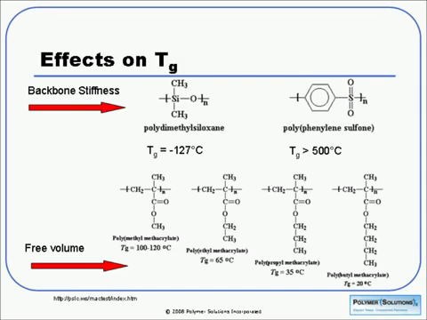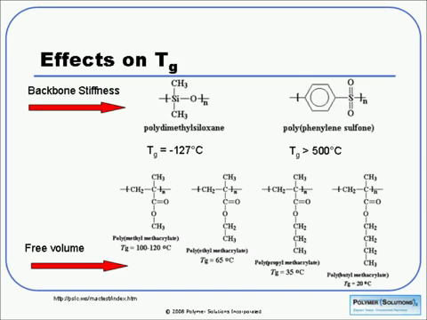So I mentioned backbone stiffness is affecting TG, and we have an example of that here. On the top left, we have polydimethyl siloxane. And this polymer has an oxygen in its main chain. And that oxygen linkage has a lot of flexibility. There can be rotation around that, and as such, you don't have to put as much energy into the system to get a lot of mobility, and therefore it has a very low TG of minus 127 or so.